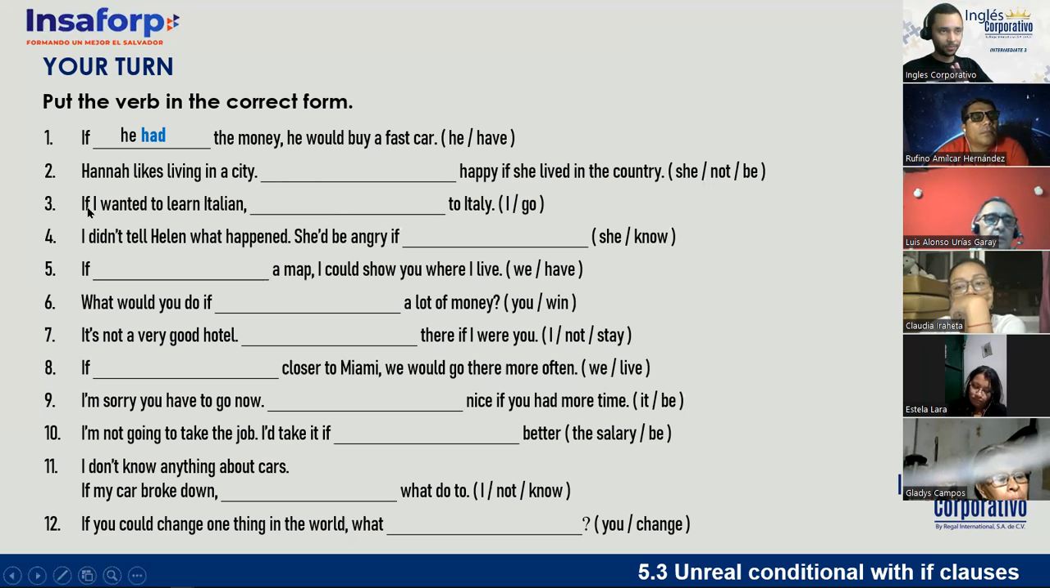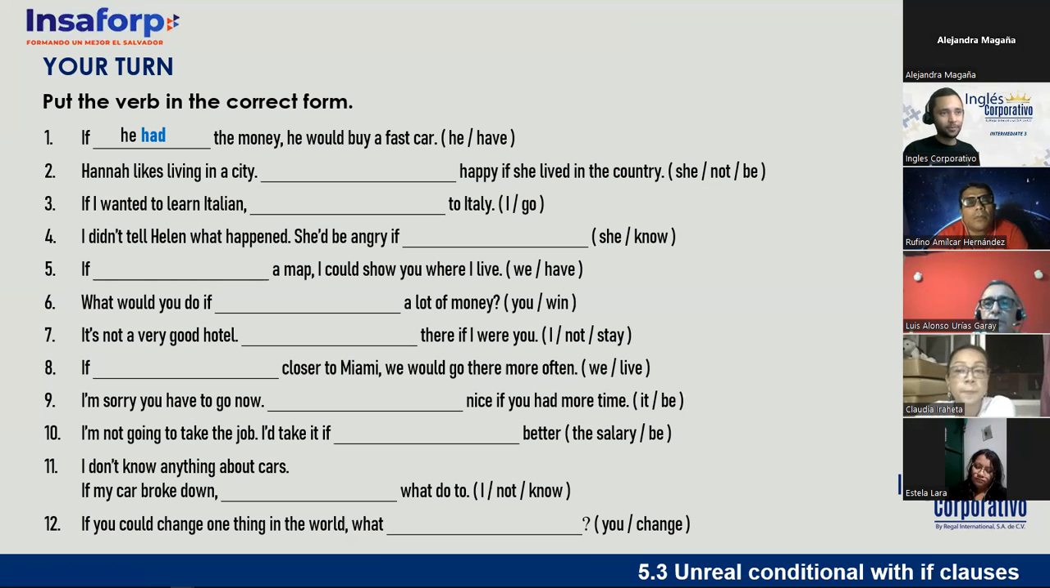Number two. Hannah likes living in a city. She blank happy if she lived in the country. And we have in parentheses, she not be. That means we need to use it in negative form. Who wants to try?